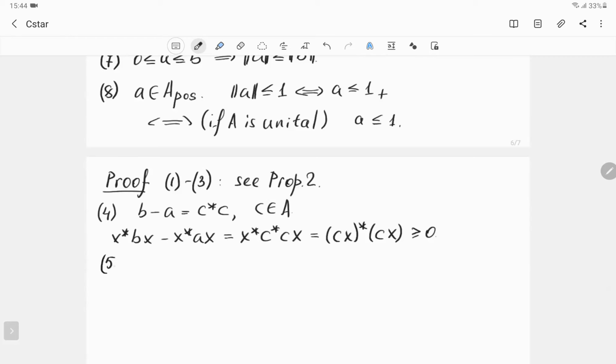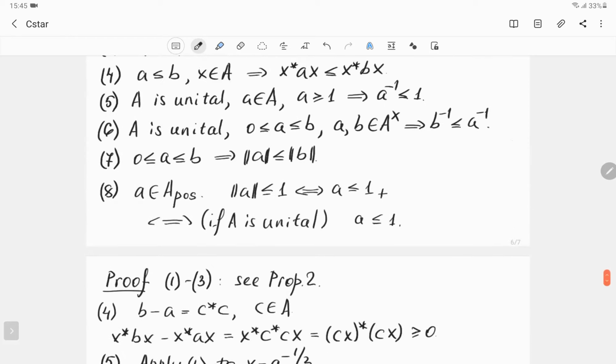Namely, we apply 4 to the following element x, a to the power 1 minus 1/2, and we get 5. So 1 is less than or equal to a. We multiply by a to the power 1 minus 1/2 on both sides, and we get that a inverse is less than or equal to 1.